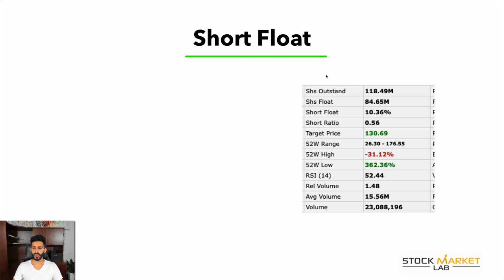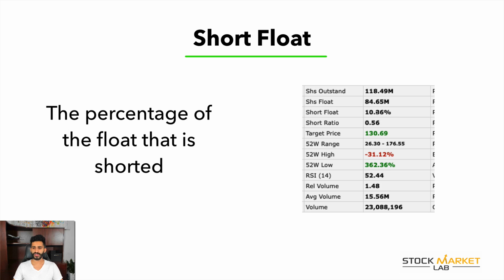So short float shows us the total amount of shares that are shorted. It gives us the percentage of the float that is shorted. So in this situation, it's 10%. That means that out of this 84 million shares of the float, 10% are shorted. 10% of that, people are assuming that this stock is going to go down, or 10% of the total float is the amount of people betting against this stock.